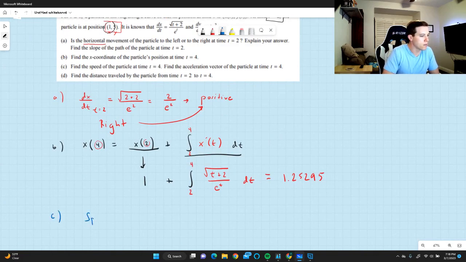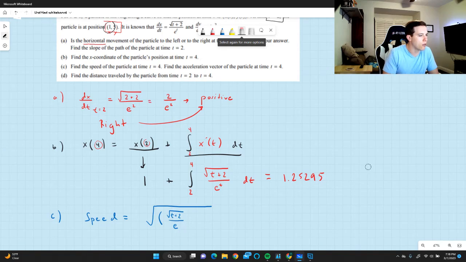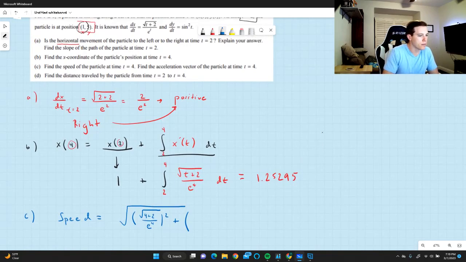To find the speed, all you need to do is take the square root of the x position, the velocity for x, which is square root of t plus 2 over e to the t. But remember, since we're finding the speed at 4 instead of 2, we're plugging in 4. Squared plus, and then we're plugging 4 into the other one, which is sine squared of 4 squared. And we're going to get that value.